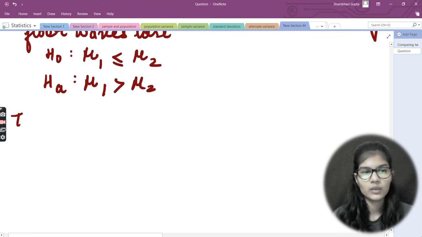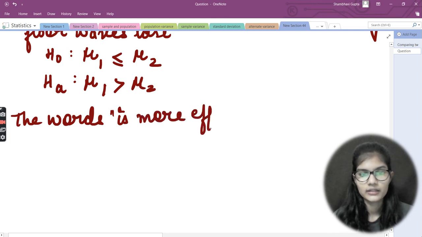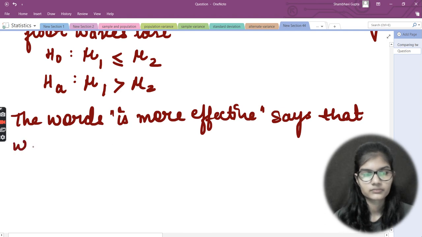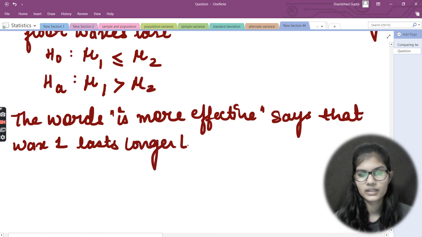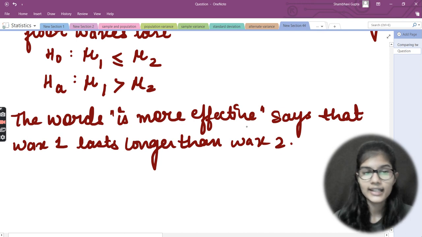Write out the next thing, that the words. Now if you have read the question carefully, then you must be getting this particular sentence. The word is "more effective." Is more effective says that wax 1 lasts longer than wax 2, right?